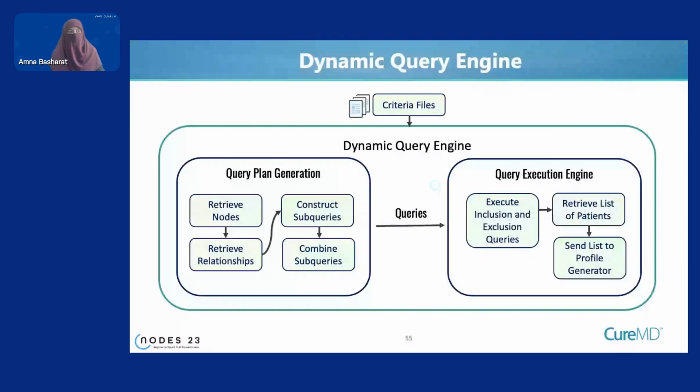When we receive the criteria, usually we have inclusion criteria and also exclusion criteria. The execution is done for both inclusion and exclusion separately, and then the patients are retrieved, and then profiles are retrieved for the cohorts.